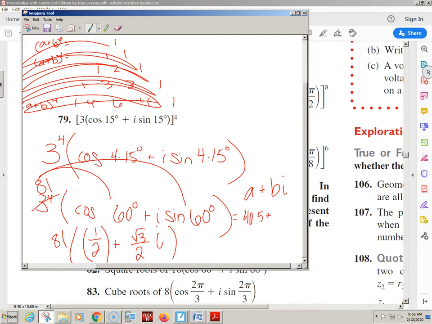Which was 81 over 2, and then 40.5, which is 81 over 2, square root of 3, times that. These are two different ways of writing the same thing: trig form versus standard. Is that good? Yeah. Last call for questions?